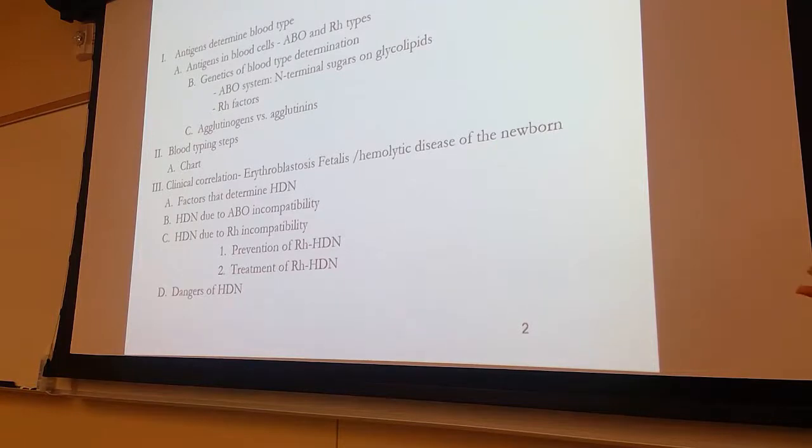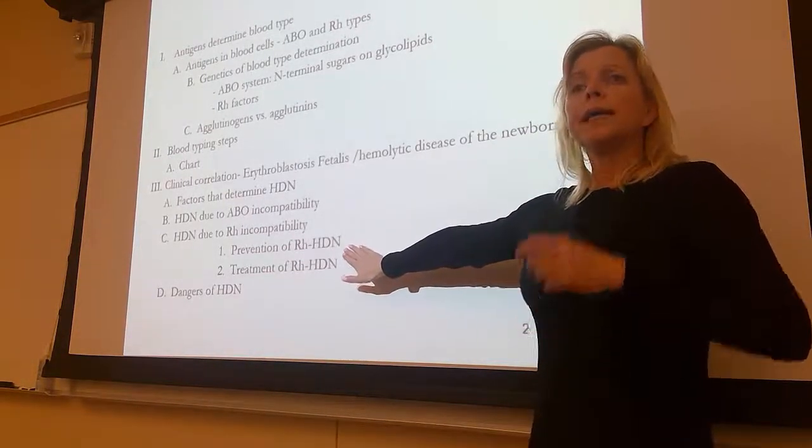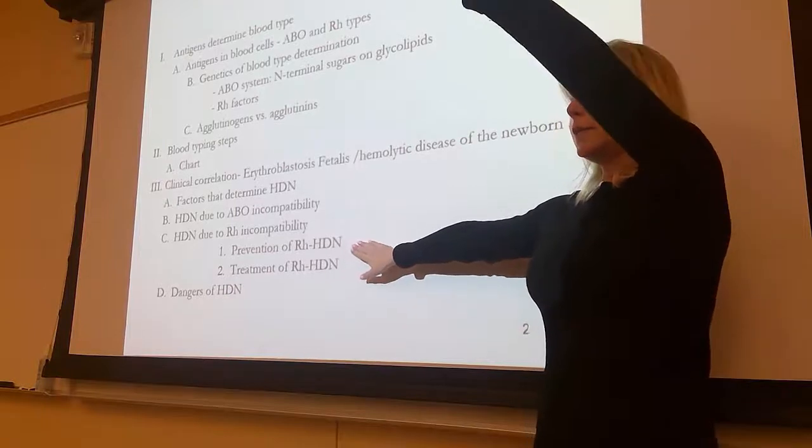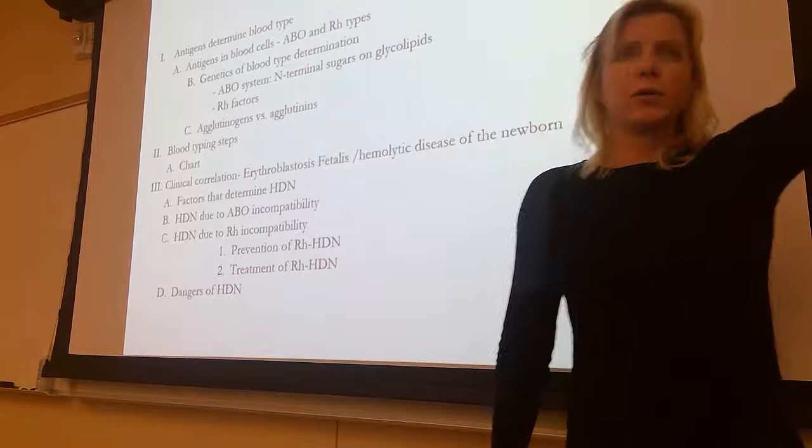And what will happen if there is this incompatibility? Can the mom's immune system go on the attack and destroy the fetus? And what part of it will it destroy? It's the fetal red blood cells. This is called hemolytic disease of the newborn. And I will teach you how we can identify it, prevent it, and if we can't prevent it, how do we treat it, and who do we treat?